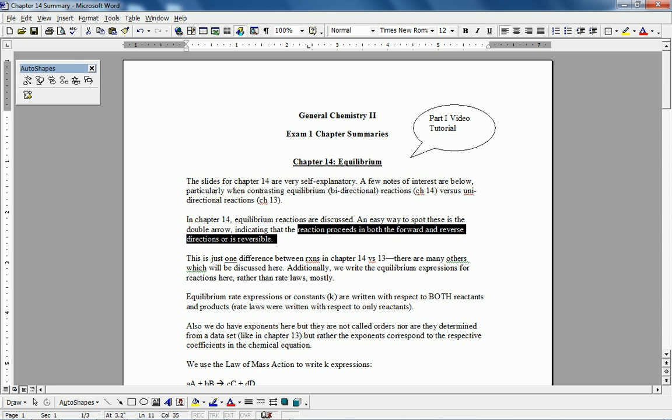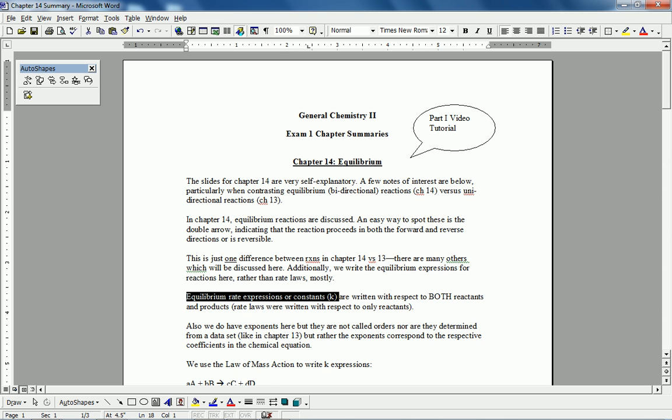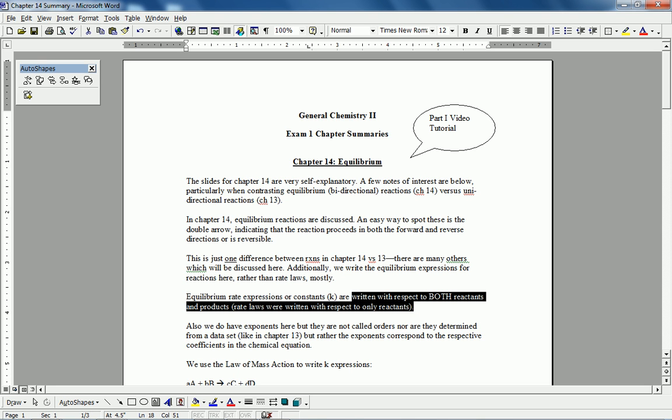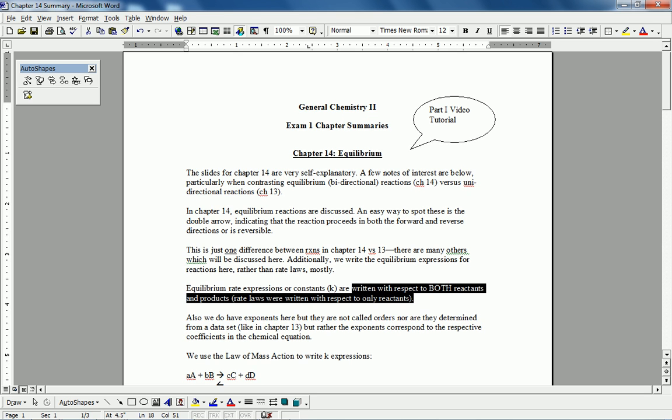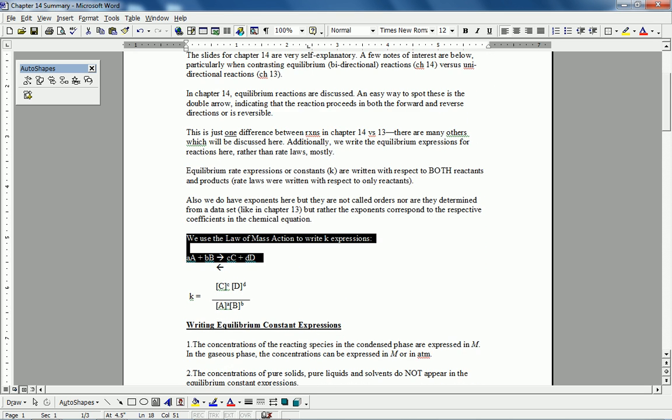Looking forward, in writing equilibrium rate expressions or rate constant expressions, we're actually going to be looking at both reactants as well as products, whereas in the past, in Chapter 13, we were more focused on only the reactants. Here we're focused on both. And we aren't going to have such an arduous process to determine our K value, whereas before we had to plot the rate versus time, and we got the rate from plotting the concentration versus time and going through all that data just to get the K. We actually find K for the reactants and products simply by using the law of mass action here in Chapter 14.